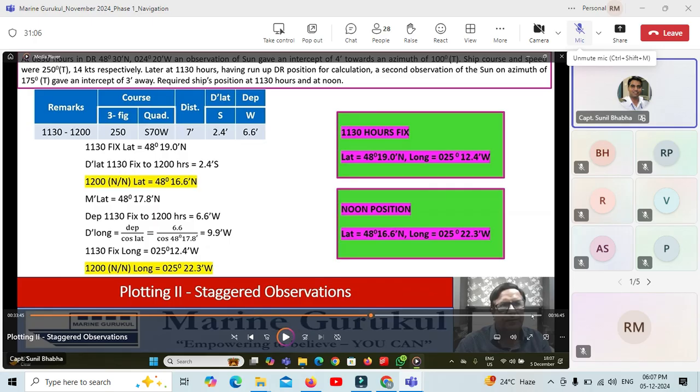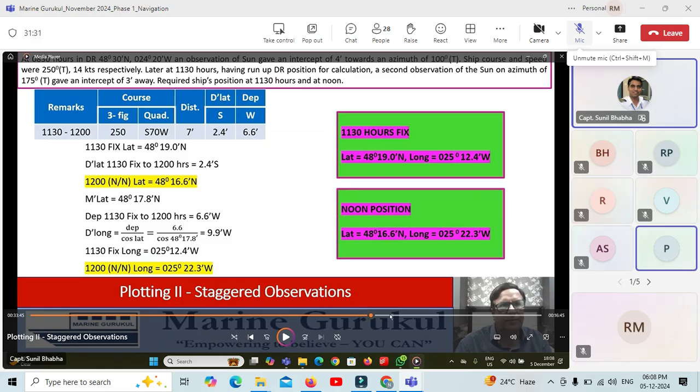Clear, beta? Any doubts in the solution? Excuse me, sir. Go ahead, beta. Sir, during the first DR, from which position are we going to start? The DR position, or where the PL will be intersected? It means we will start from the PL or we will start from the DR position, sir?